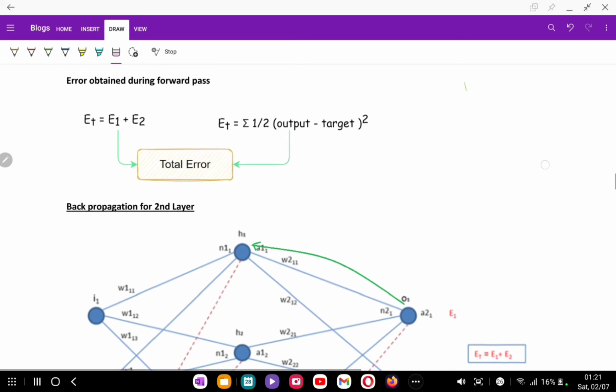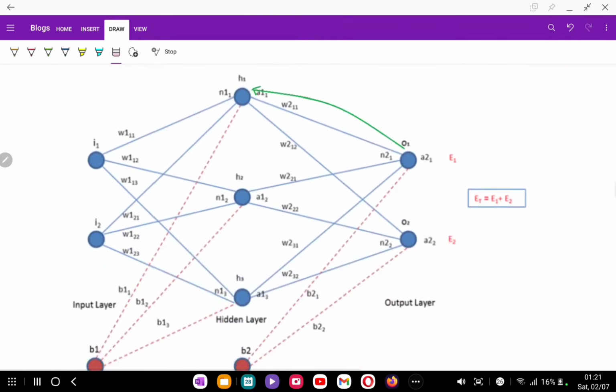Now this is our network, as we have already stated. What we are going to do is calculate the derivative, which is how much your error is going to get impacted with respect to each weight, right? So in the second layer we have around 6 weights. We are going to calculate the error with respect to W211 first, and a similar process can be applied to the other weights, right?